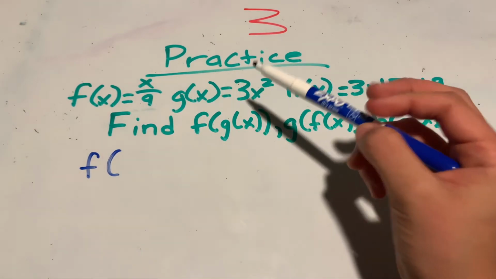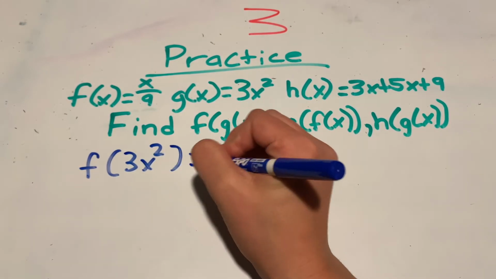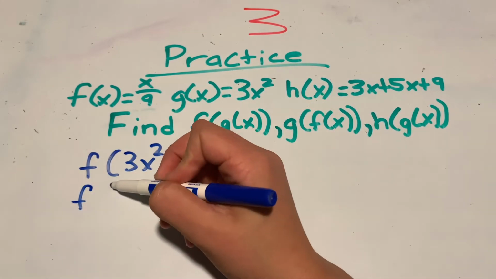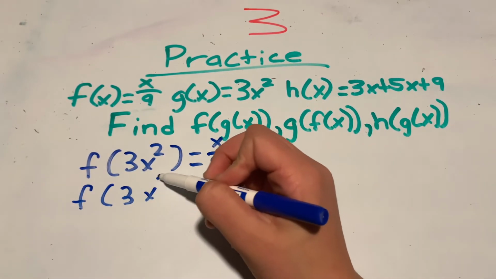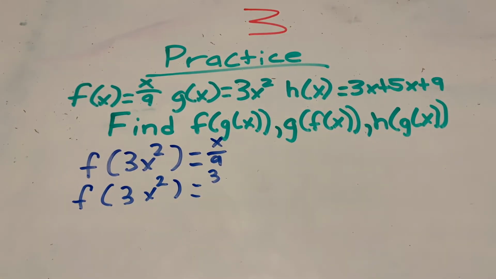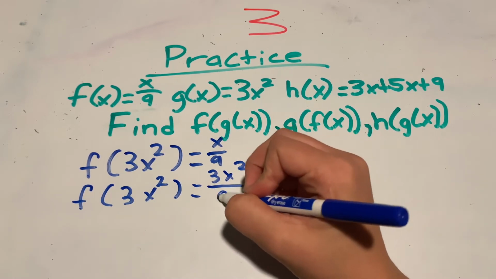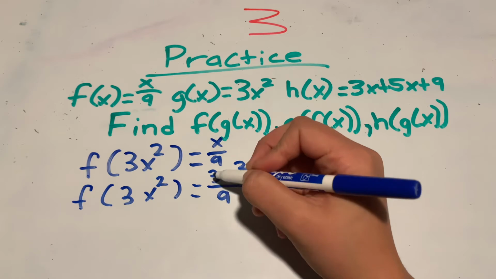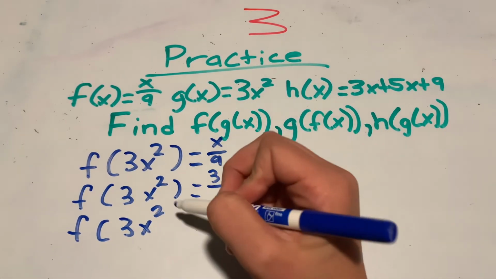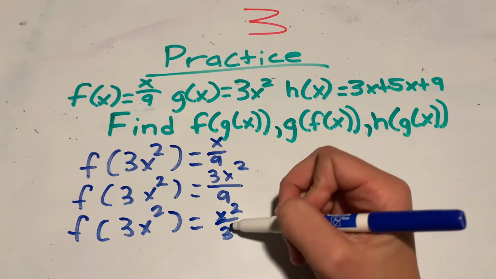So g of x equals 3x squared. So we're going to plug that in. And f of x just equals x divided by 9. Then we're going to plug in the 3x squared to the x. And that's going to equal 3x squared divided by 9. And then since we have 3 and 9, we can simplify that. Now it's going to equal x squared over 3.